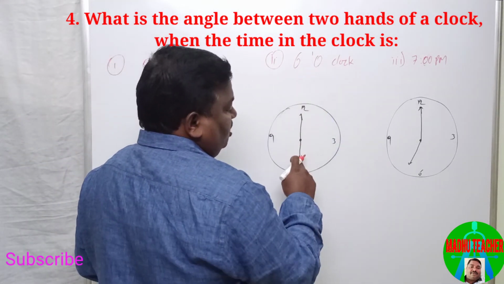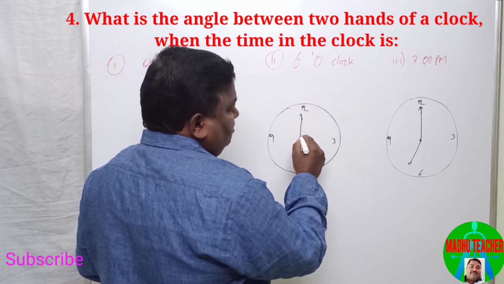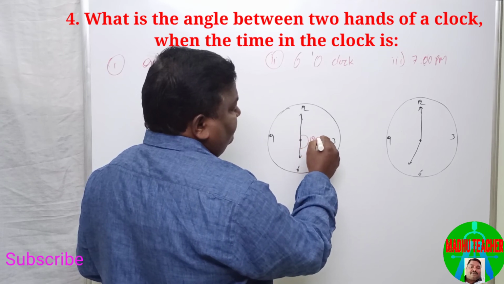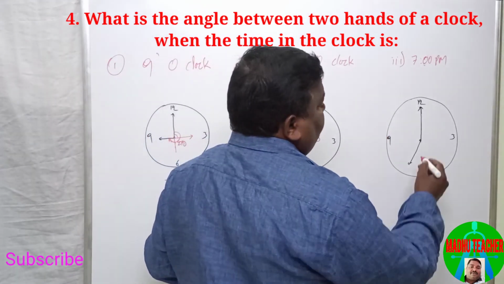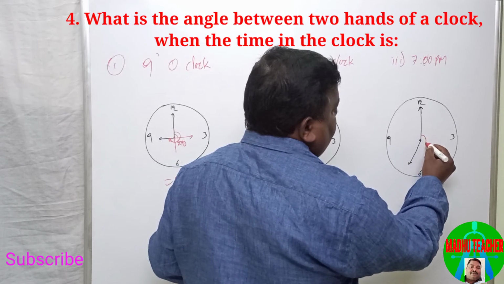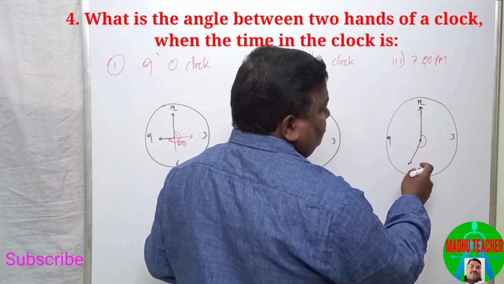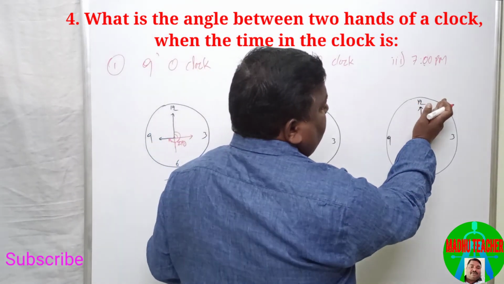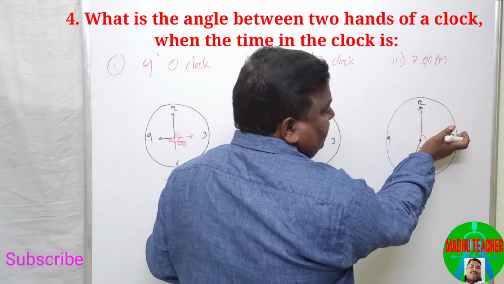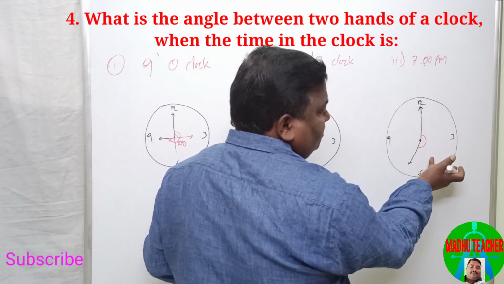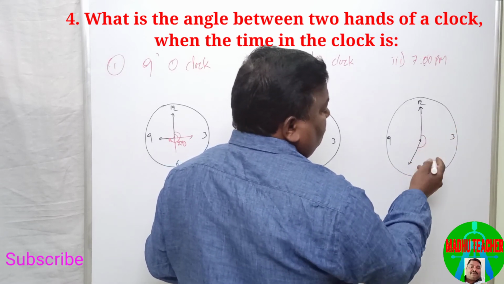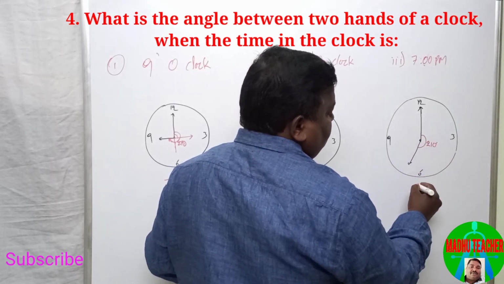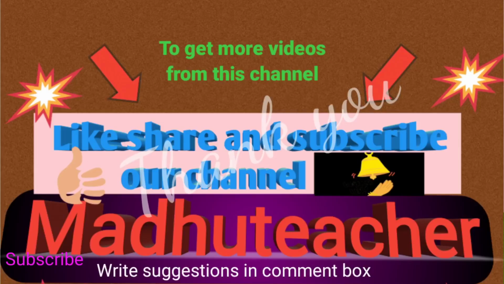Here it is 6 o'clock, so it is 180 degrees. 7 p.m.: up to here 180, and every 1 hour makes 30 degrees, so here 30, 60, 90, and plus 30, 30 and 30, so it will become 180 plus 30, 210. It is 210 degrees. Okay, thank you one and all.